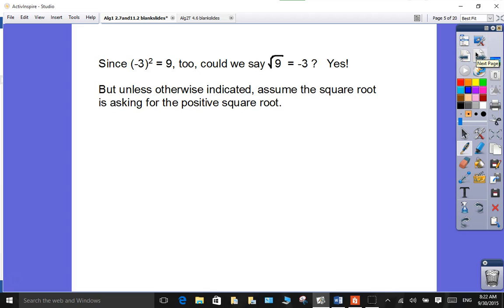Now, isn't it true that if I multiply negative 3 times negative 3, I would also get positive 9? Isn't that true? Negative 3 times negative 3 is positive 9. So wouldn't it be fair to say the square root of 9 is negative 3? Yeah. 3.